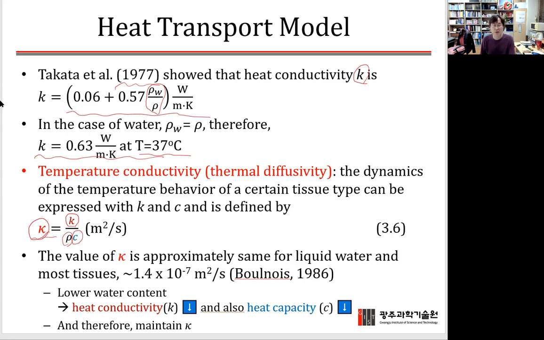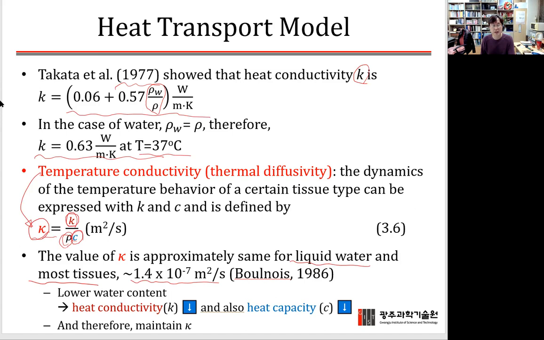So the dynamics of the temperature behavior of a certain tissue type can be expressed with K and also heat capacity C, so that this thermal diffusivity kappa can be shown with K, rho and C. Interestingly, the value of kappa, the temperature conductivity or thermal diffusivity, is approximately the same for liquid water and also most tissue. And the value is 1.4 times 10 to the minus 7 meter squared per second, which was shown by Bowman in 1986.